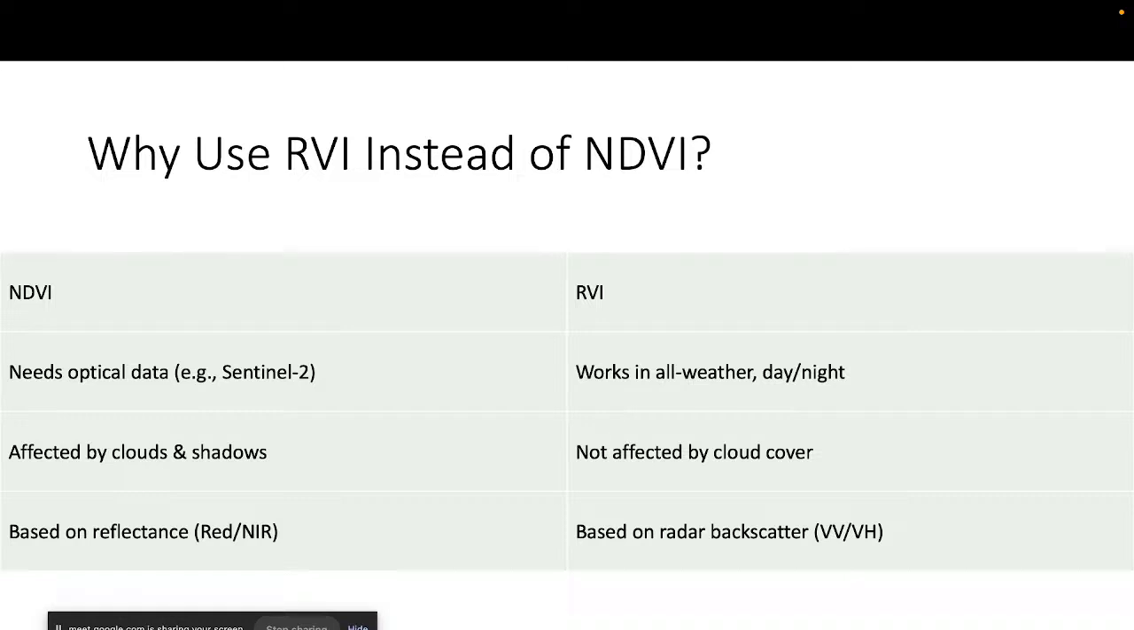NDVI is affected by cloud or shadow, but RVI is not affected by cloud cover. NDVI is based on reflectance in the red and near-infrared bands, while RVI is based on the radar backscatter values, VV and VH. So this is the common difference between the RVI and NDVI.